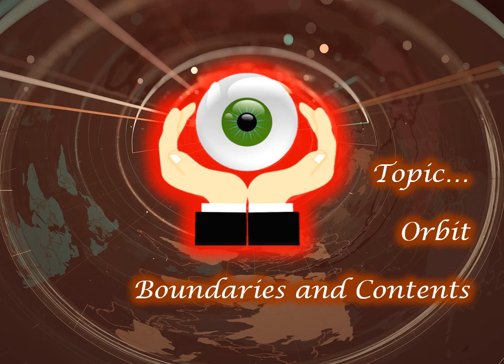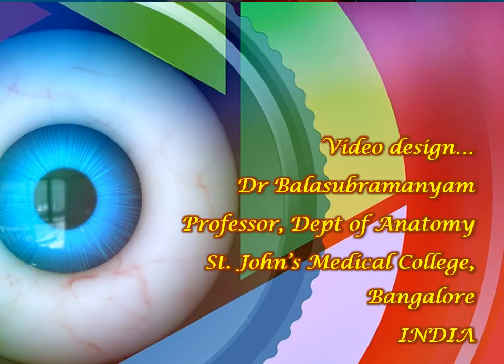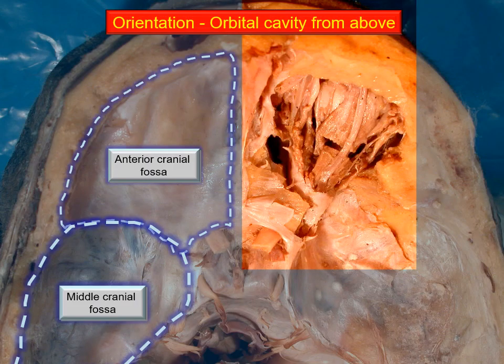Today we will take up the discussion on the orbit. Take a look at this photograph. This is the superior view of the cranial cavity, which has been cut in a horizontal section. Let's get the orientation of this section.